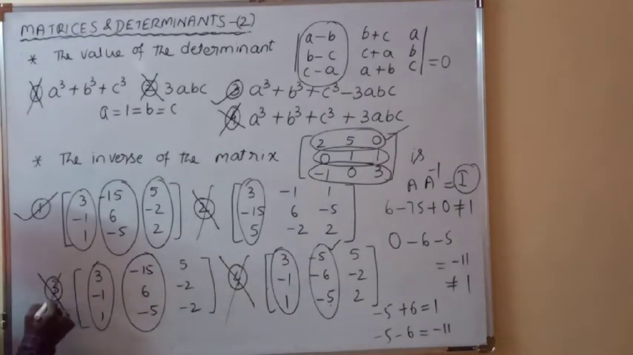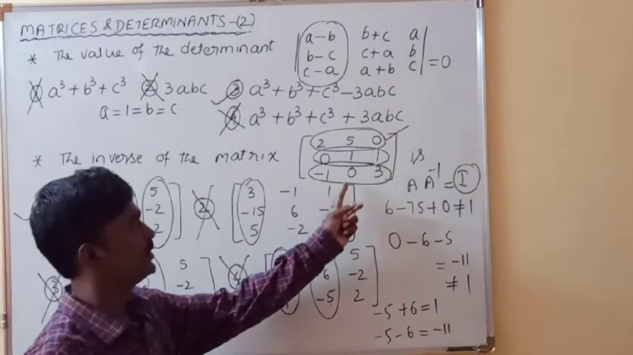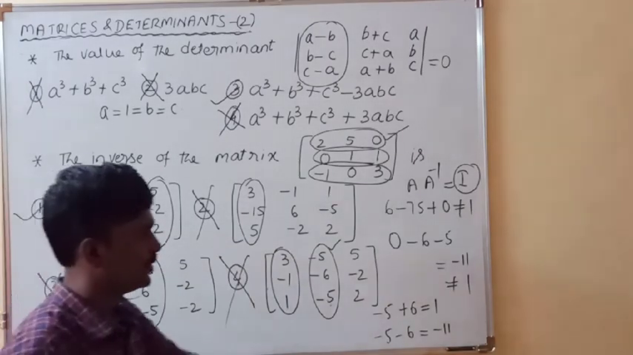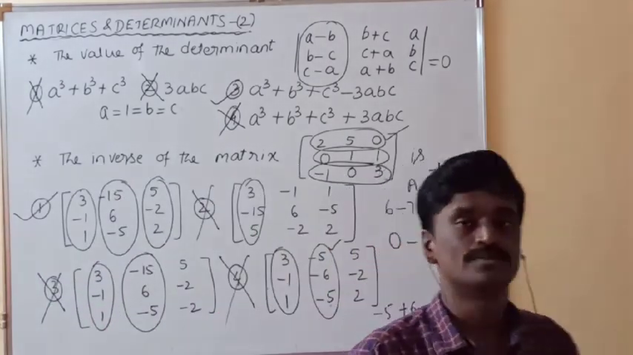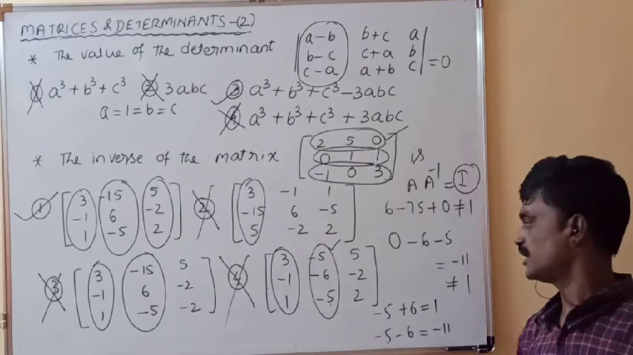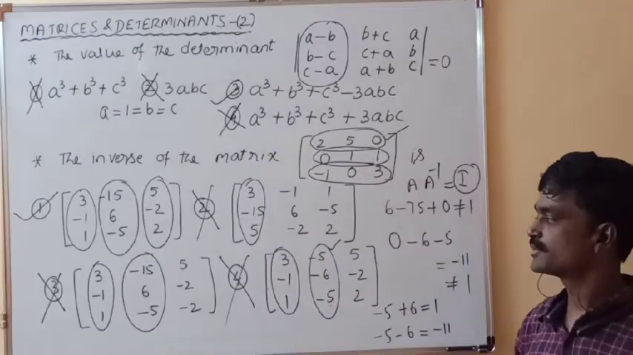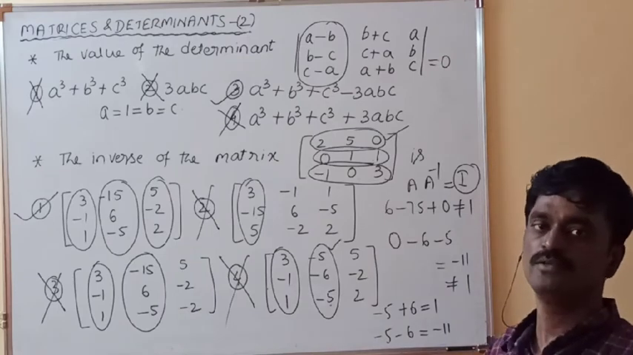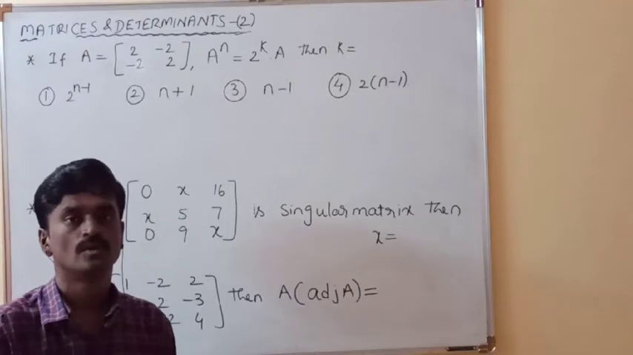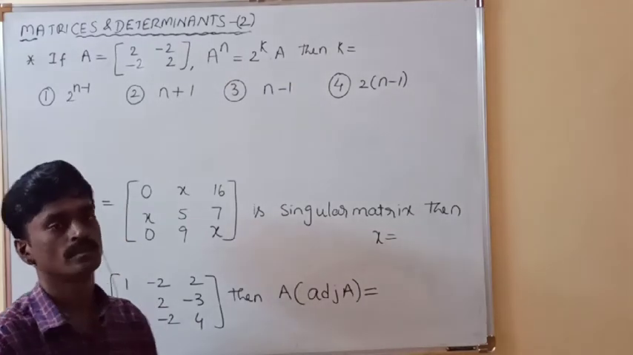And the third option is wrong, because if you multiply the third row of A and the third column of this matrix, what are you getting? Minus 11, which is not equal to the third row, third column element of I. So that means the third option is also wrong. Then obviously the first option is correct. Okay. So look at the next problem.